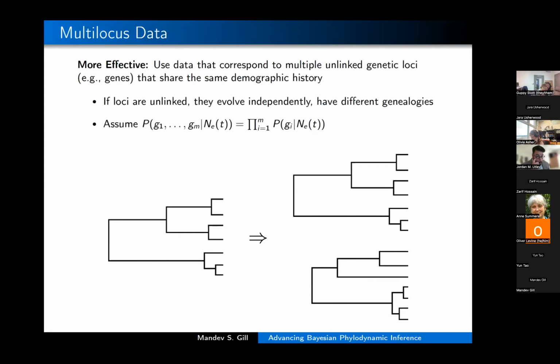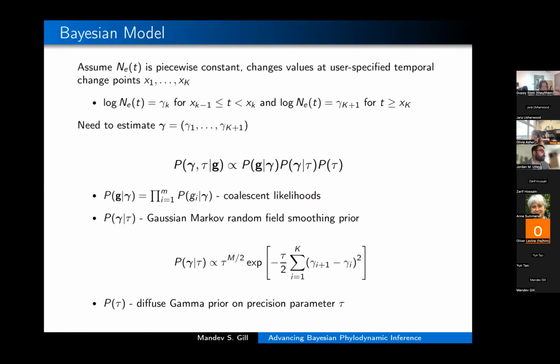What's much more effective, if possible, is to use data that correspond to multiple unlinked genetic loci. So by different genetic loci, I mean, for example, different genes. And what I mean by unlinked here is that the different loci share the same demographic history, but evolve independently and have different lineages. So the idea is, if you double the number of loci, you double the number of genealogies, and then, roughly speaking, you double the number of coalescent events in the time interval in which they are relatively rare. Okay, so this brings us to our statistical model.